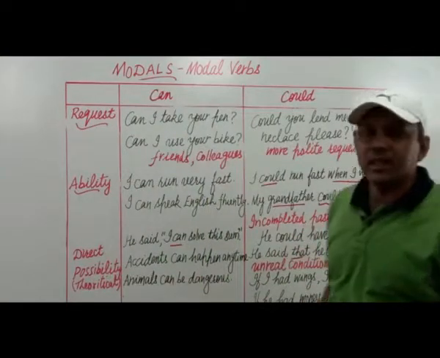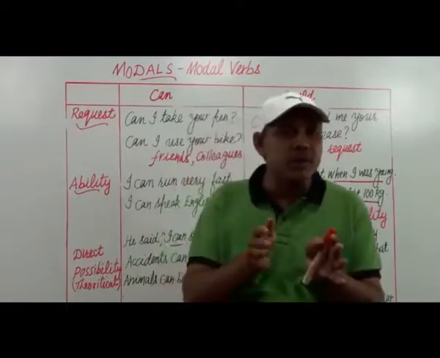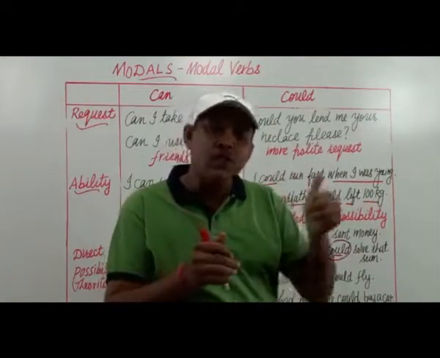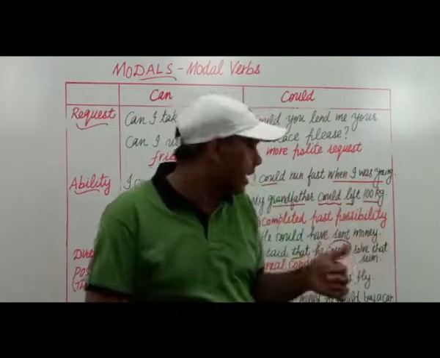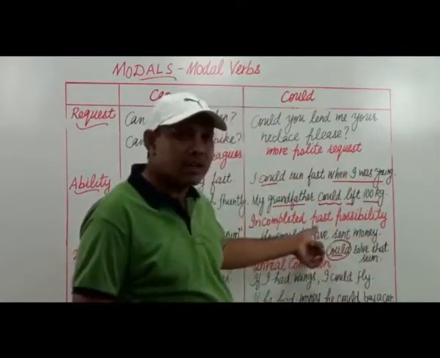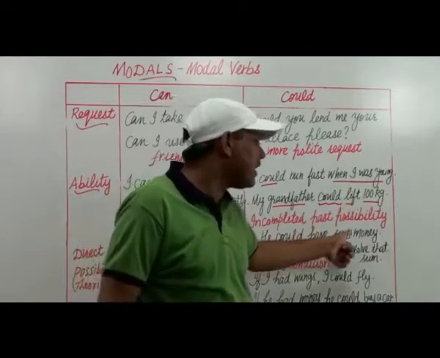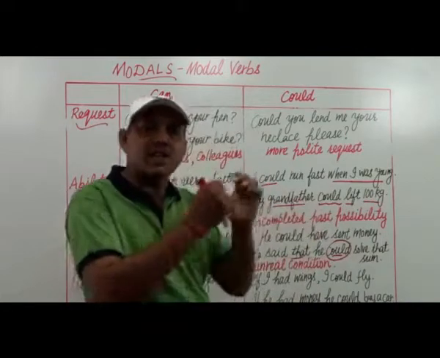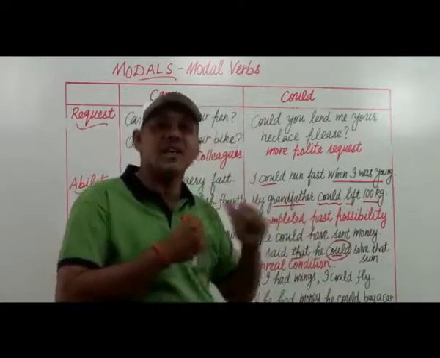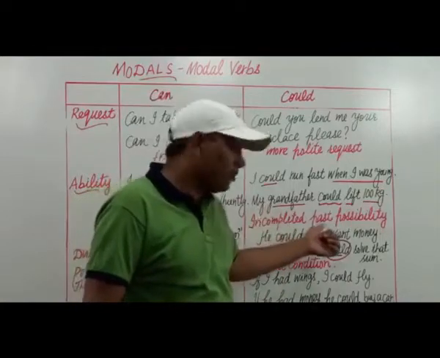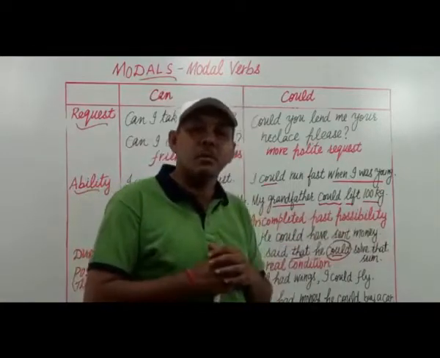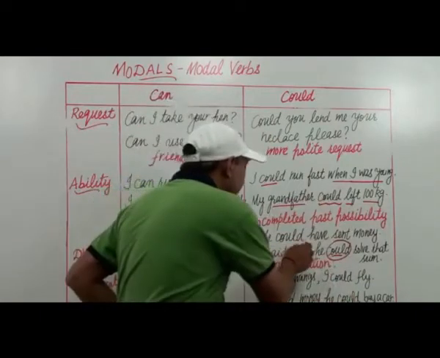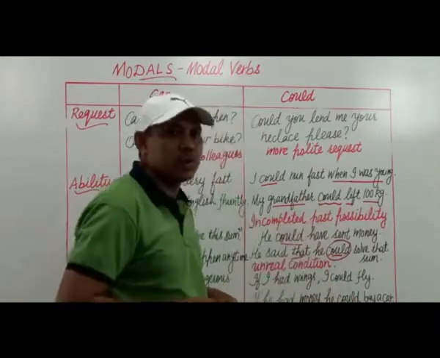incompleted past possibility. If there is a past possibility which is incompleted, ऐसी possibility जो past की है और इनकम्प्लीटेड रही, उसमें भी हम could का यूज करेंगे. फॉर एग्जाम्पल, he could have sent me money. उसे मेरे पास पैसे पहुंचा देने चाहिए थे, लेकिन but he didn't send. He could have sent me money, but he didn't send. We will use could here in incompleted past possibility.